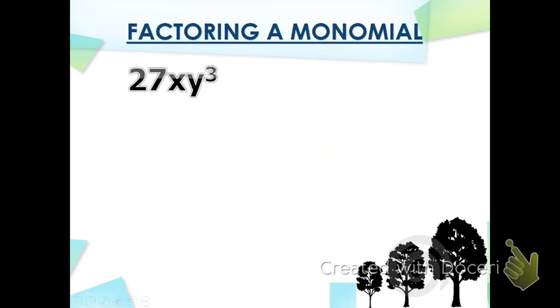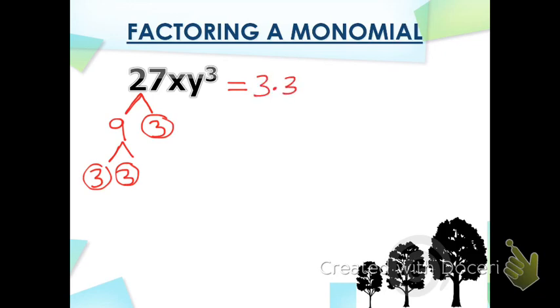We'll do one last example here, factoring a monomial. And if you look at this, it looks similar to the one we did at first, but with variables at the end. We're going to start off the same way. We're going to take the 27 and we're going to break that down into a prime factorization. So 27, when we do the factor tree with that, we come up with 3 times 3 times 3. X, remember if there's no exponent, that means it's an x to the first. Y cubed means y times y times y.